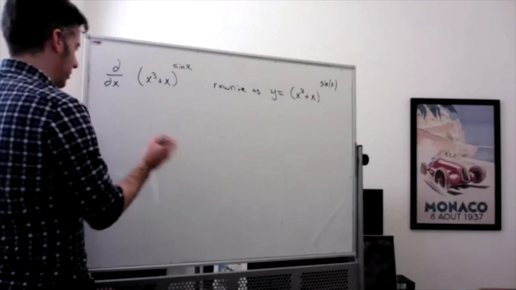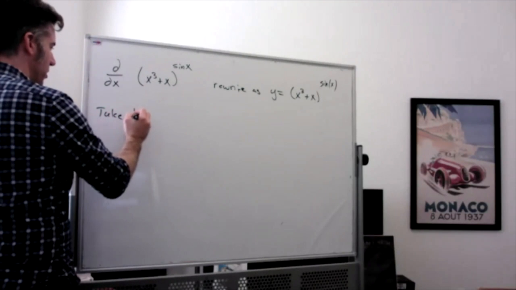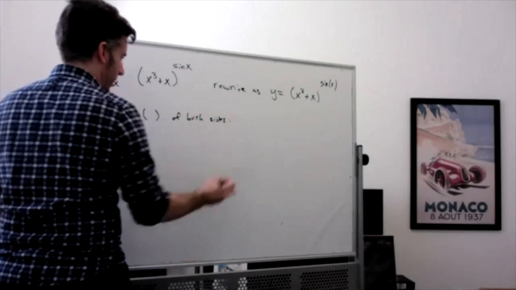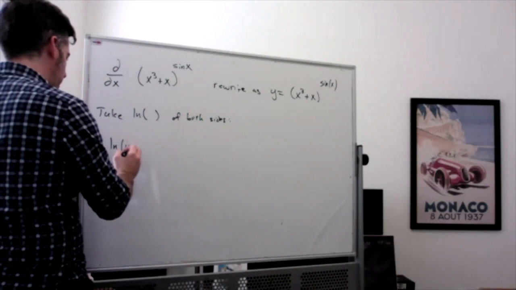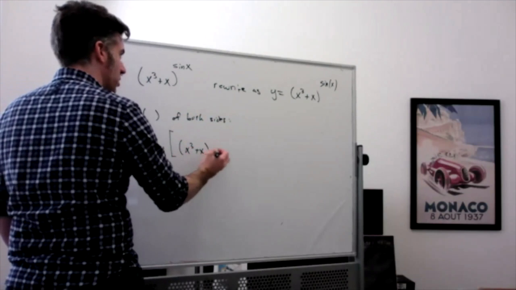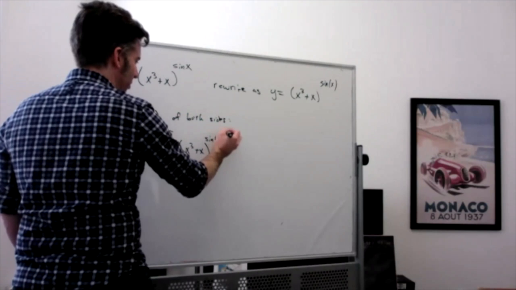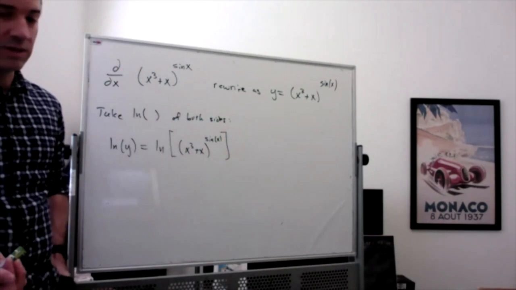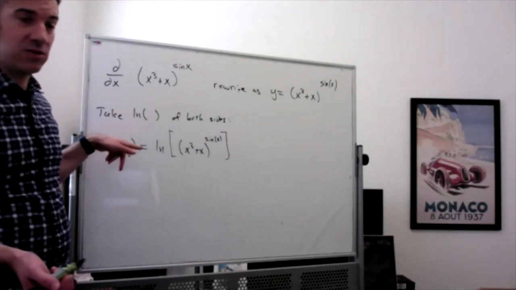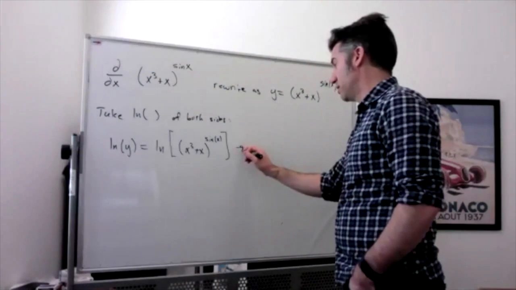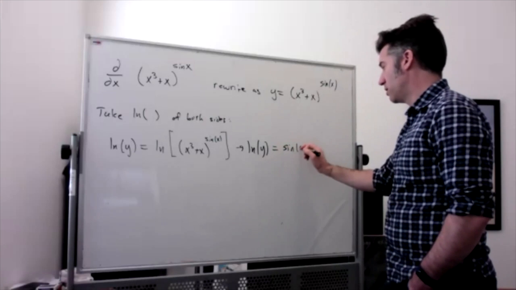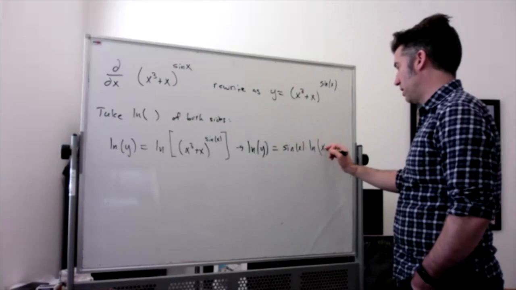So then we're going to take the natural log of both sides. So we're going to get the natural log of y equal to the natural log of all of that, x cubed plus x to the sine of x. Now, why would we do this? The reason we would do this is because taking the natural log of something to a power allows us to bring down that power in front of the natural log. So I can rewrite this as the natural log of y equals sine of x times the natural log of x cubed plus x.